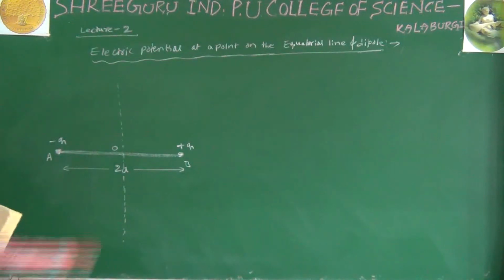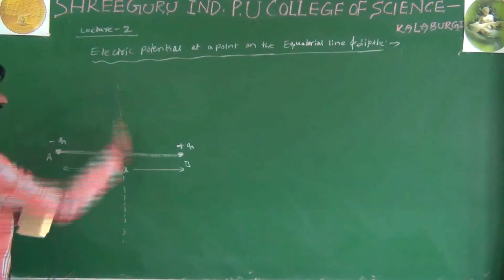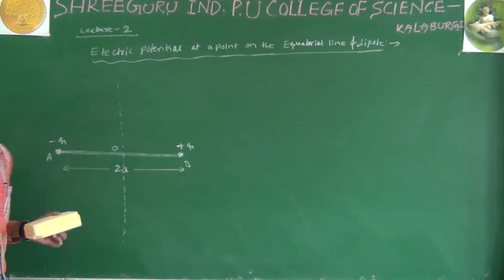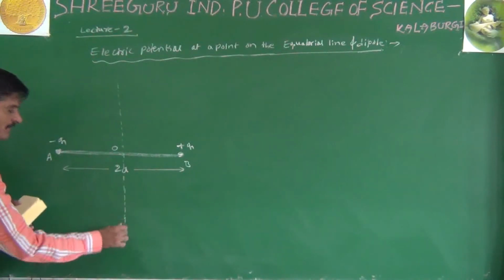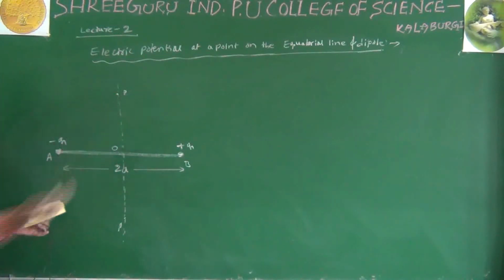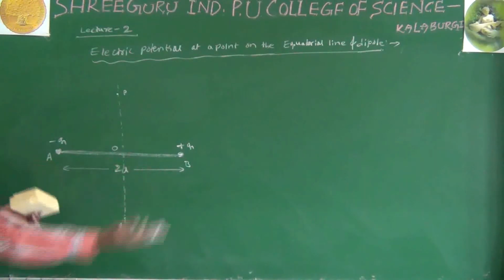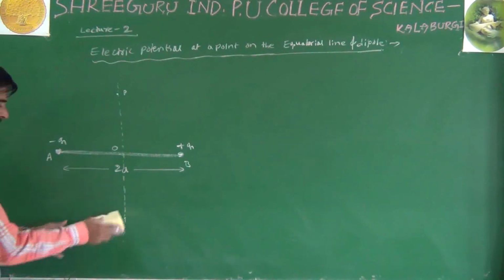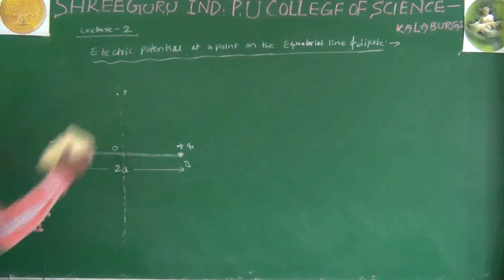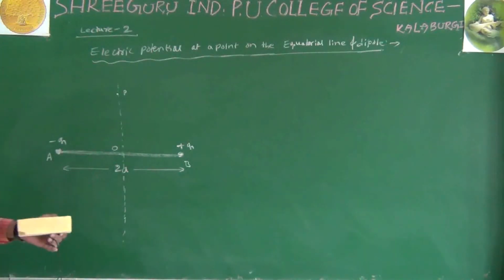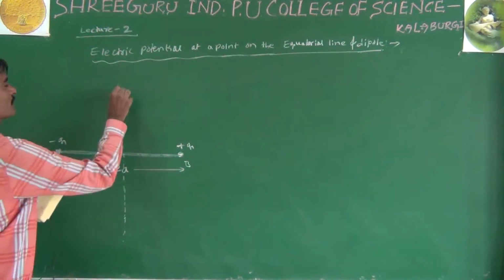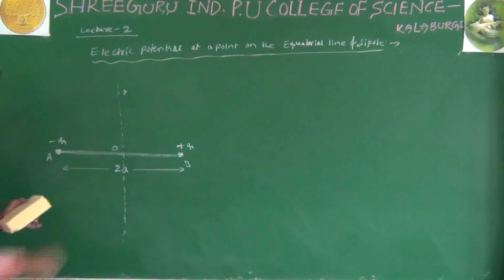On this line, at any point, you have to find the electric potential. You can take point P here or you can take point P here. Whatever you want you can take, and you will get the same answer, no problem. So now let us take point P here.